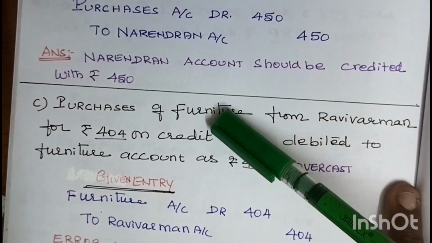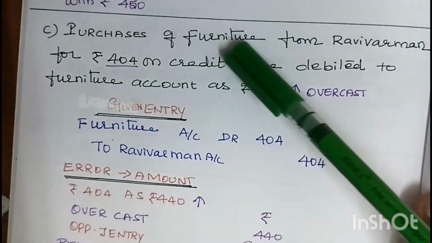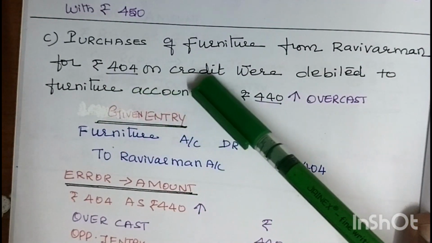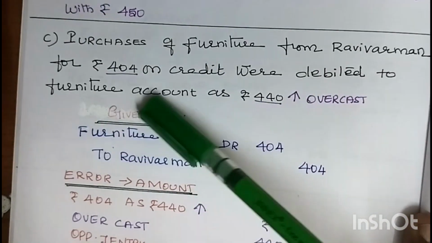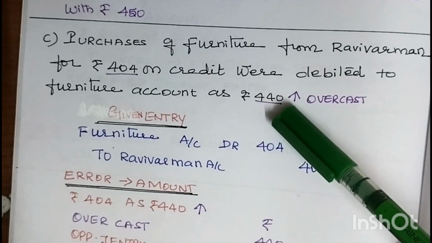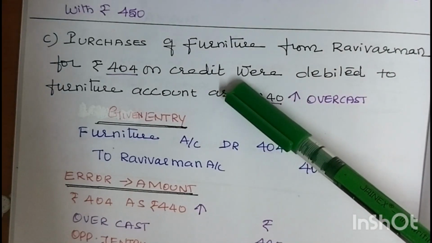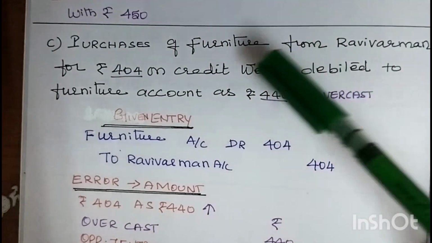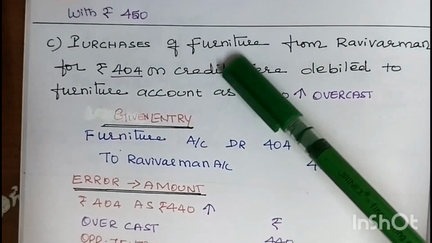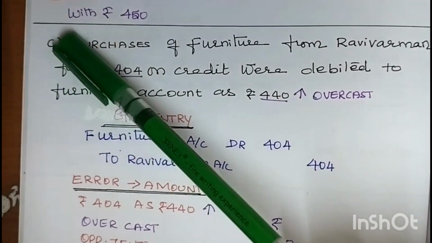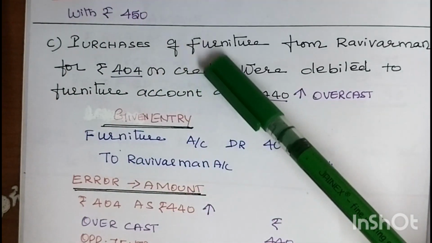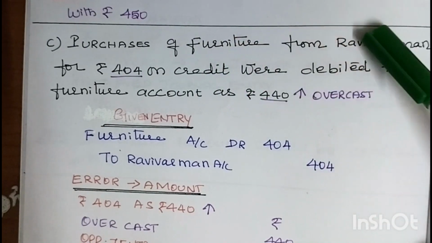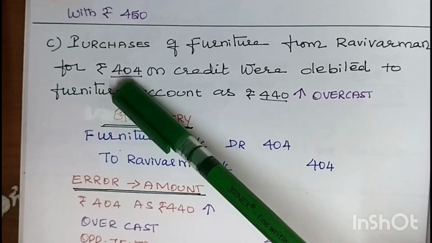Okay. Let's see the next transaction. Purchases of furniture from Ravi Varman for rupees 404 on credit were debited to furniture account as rupees 440. What this transaction tells us? Listen. Purchases of furniture from Ravi Varman for rupees 404 on credit. Up to this, what is the journal entry? What this transaction tells us? You purchased furniture. From whom? Ravi Varman. How much rupees? 404.